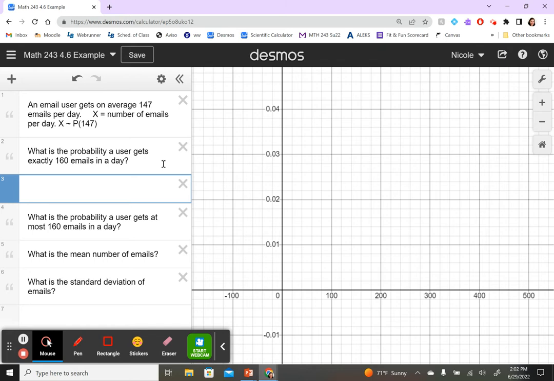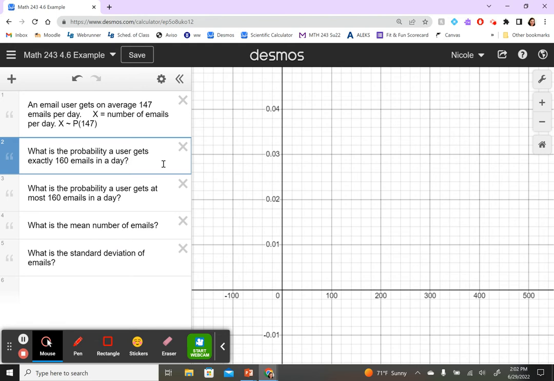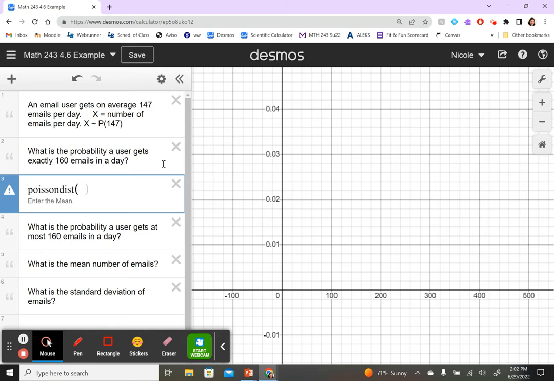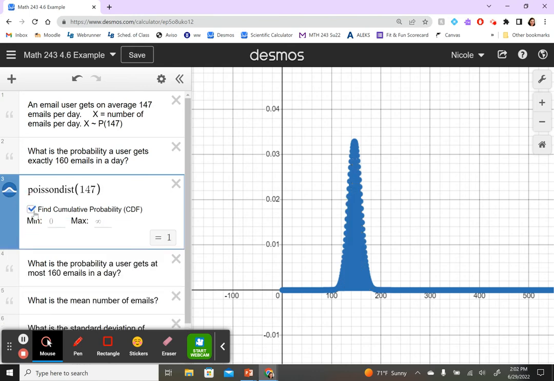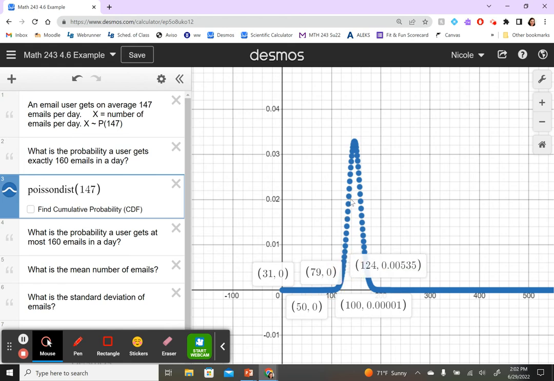We're going to have Desmos help us answer this by using the Poisson distribution. You just type in Poisson dist, just like this. I don't think I'm supposed to use a capital letter. And you just enter the mean, which is 147. You can see the cumulative distribution function with the mean right here at 147. Those are actually discrete, so let me unclick that for a second. You can see all the discrete values. They're individual values of each one that could happen, and the mean is the most likely one, and it goes on from there.